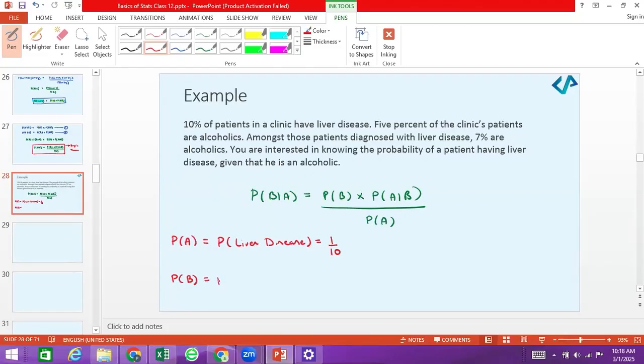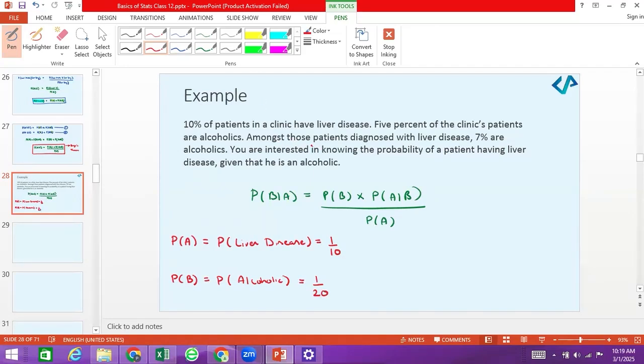Probability of B, let's call it probability, B event is someone being alcoholic. What is the probability that someone is alcoholic? 5%. So let's say 1 by 20. Yes. Okay. What is the next part given to us?